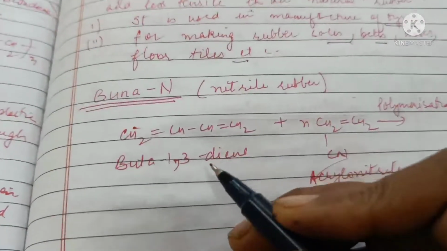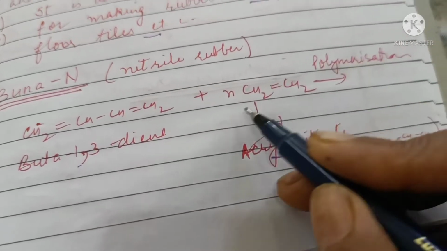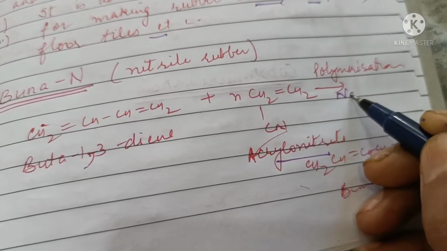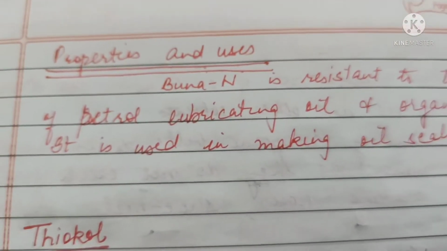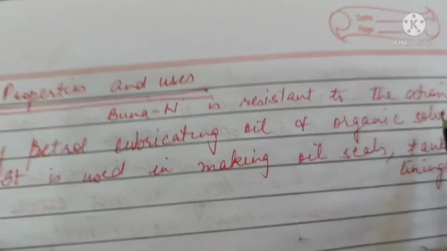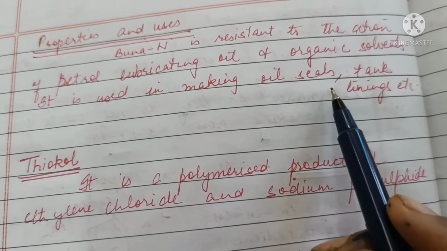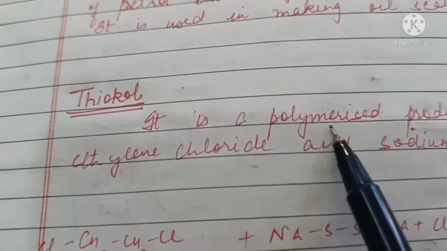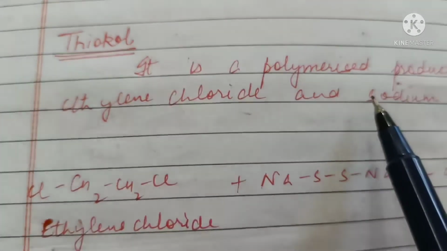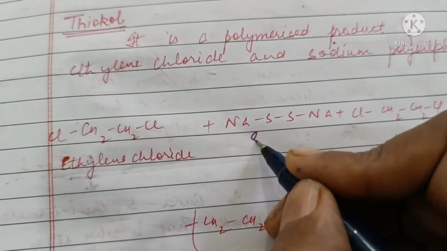Buna N is a polymer of buta-1,3-diene and acrylonitrile, which is polymerized in the presence of sodium to form the polymer Buna N. It is resistant to action of petrol, lubricating oil and organic solvents, and is used in making oil seals and tank linings, etc. Thiocol is a polymerized product of ethylene chloride and sodium polysulfide.